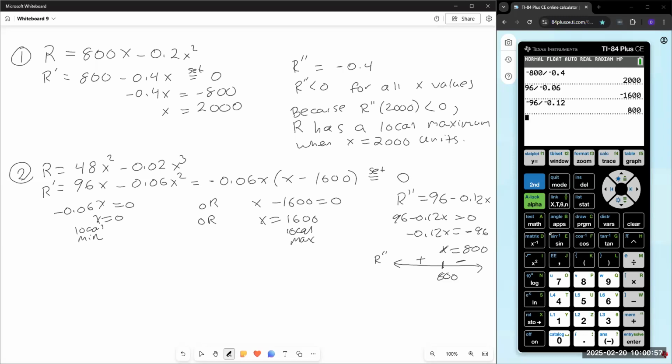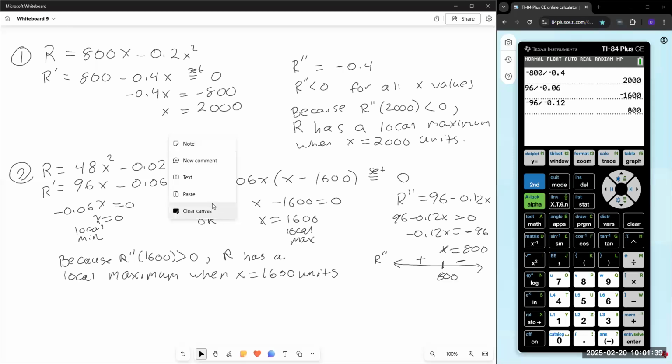Because our double prime of 1600 is less than 0, R has a local maximum when x is equal to 1600 units. All right. Let's go ahead and make some space for our next problem, number 3.